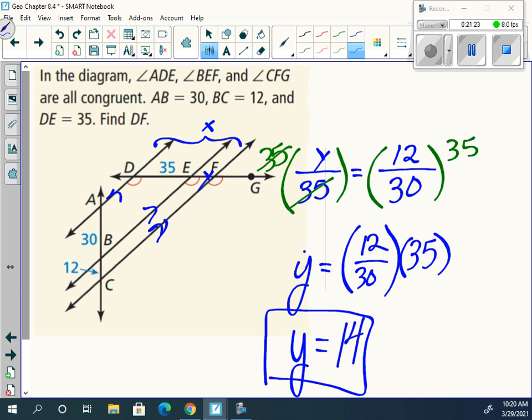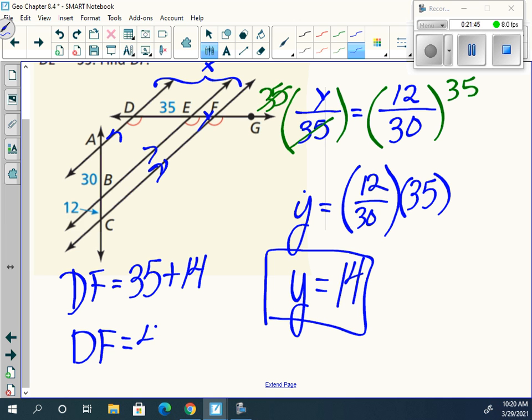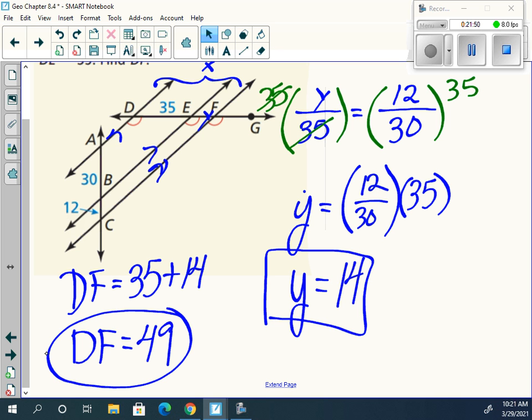And we all agree y equals 14? Yes. But to get the actual value that it wants for DF, DF is going to be 35 plus 14. So DF is 49. So the actual length we want is 49. Any questions on any of this here?